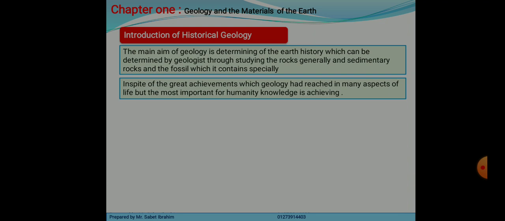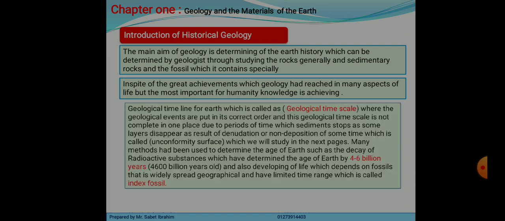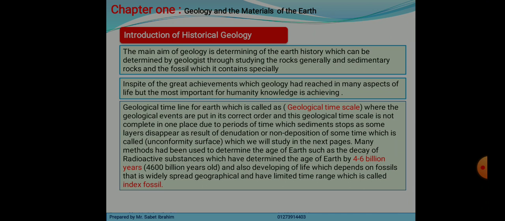The great achievements which geology has reached in many aspects of life, but the most important for humanity is the knowledge of achieving the geological timeline for Earth, which is called the geological timescale, which includes all events and their correct order.